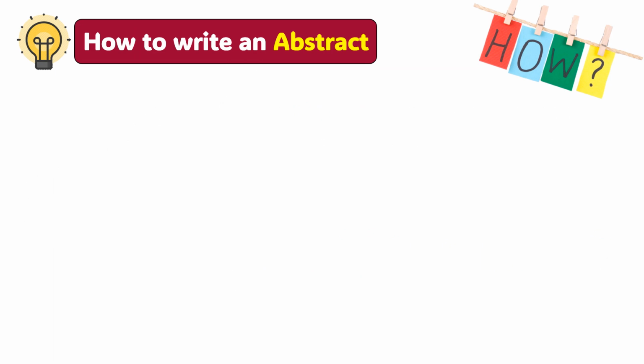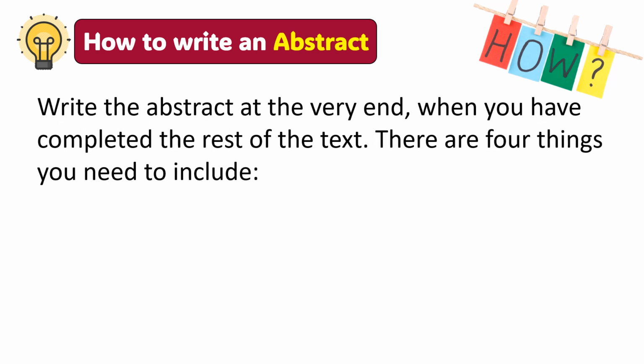So the question is, how do we write the abstract of our research paper? Writing the abstract should be done at the very end, when you have completed the rest of your paper. Again, the abstract writing should be done when the study is already implemented or conducted. Because, as I said earlier, in layman's terms, the abstract is just the summary or the gist of your paper.